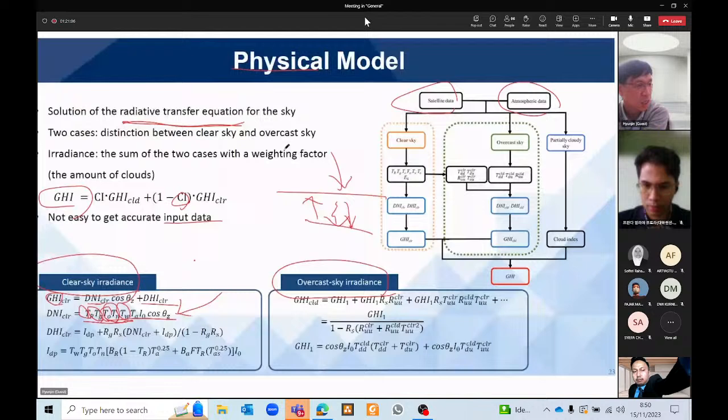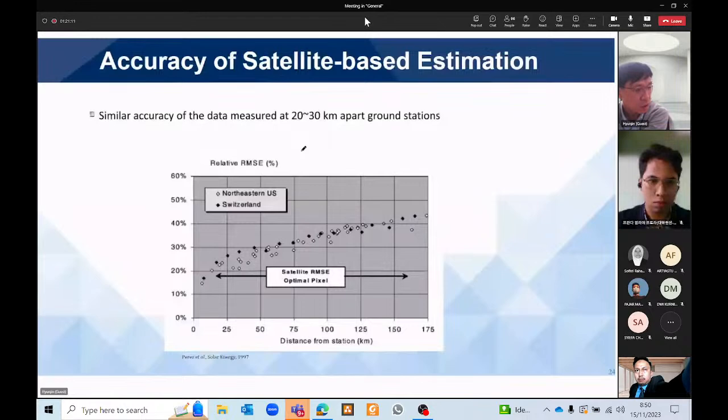Let me show this one. This is an important figure. This is a distance from the station. So this is your location, but then here, there are two, maybe not two.